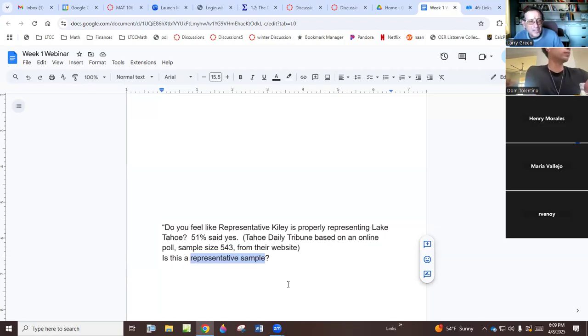I do want to let you know the sample size is 543. You may or may not know, but we have tens of thousands of people who live in Tahoe, like 20 something thousand people living in Lake Tahoe. They asked 543. That may seem like a small sample, but it's actually not that small. And we'll get into that, not this week, but another week. We'll talk about the details of that. Any questions? Any questions about this example?